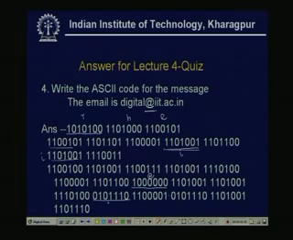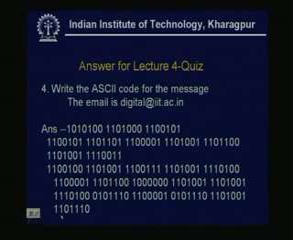See again that A C. So, this should be again my dot. So, this is D I G I T A L at the rate I I T dot A C dot in. In that way, I will be doing that thing. So, this should be my ASCII code of IIT.ac.in. Now, we start today's lecture, digital logic 3.